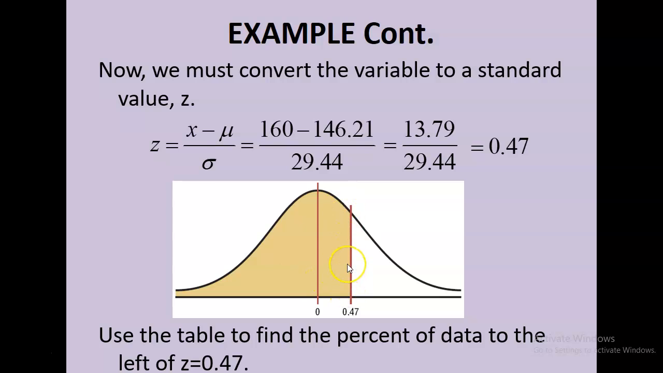Now, you'll recall that if we were looking at data to the left, we're just going to take the value that we get from the table and apply that to our answer. That would be our answer. So what we're saying here is that this whole area represents 68.08% of all the population. In other words, roughly 68% of women spent less than $160 on beauty products during the summer, according to this problem.